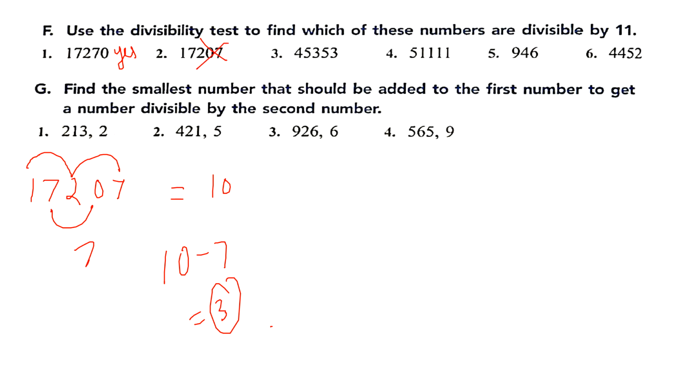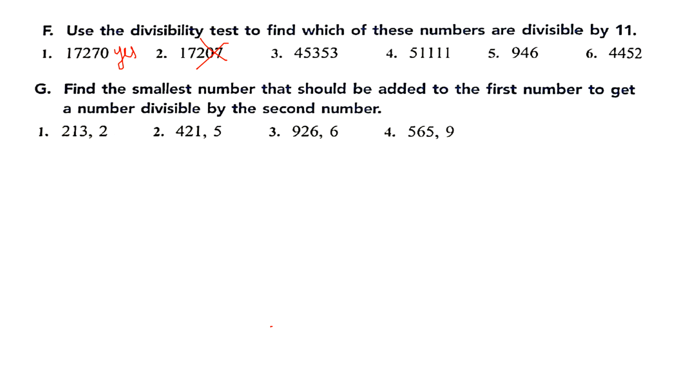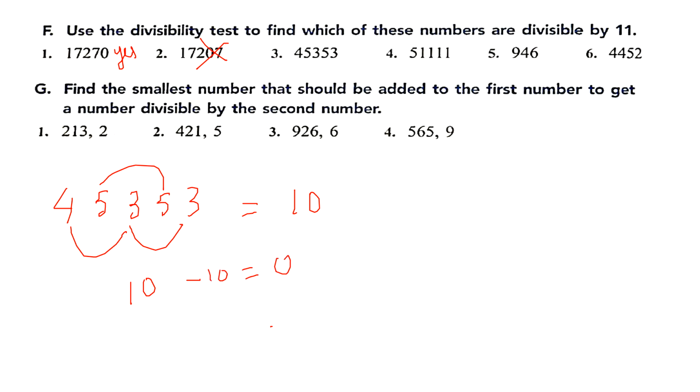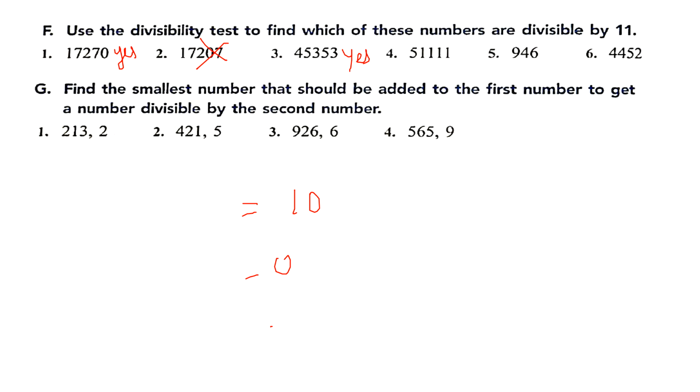Let us take up the next one, that is 45353. Okay. 45353. Add the alternate digits. So you get 10 and then 5 plus 5 is also 10. That's 10 minus 10 is 0. So yes, it is divisible by 11. Okay. So similarly do for the other ones. Let me know if there is anything that you could not understand.